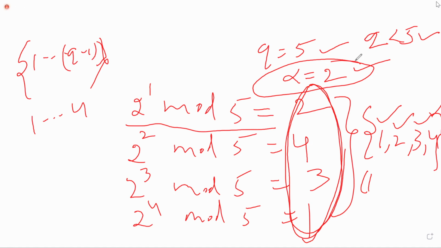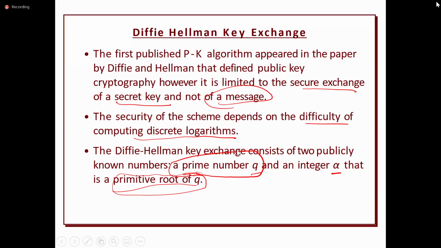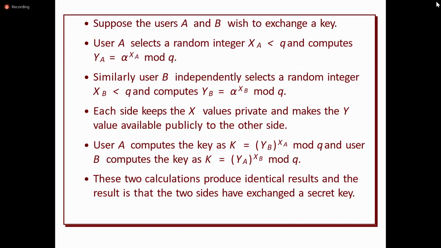In the Diffie-Hellman key exchange protocol, the first step is we have to choose a prime number, then take the primitive root. Select an integer which is less than the given prime number and which is a primitive root of the prime number. Suppose users A and B wish to exchange a key. There are two users, sender and receiver. Before performing the encryption, the sender has to exchange the key, because in symmetric algorithms both will use the same key. So in order to provide security for the key, this Diffie-Hellman key exchange algorithm will be used.